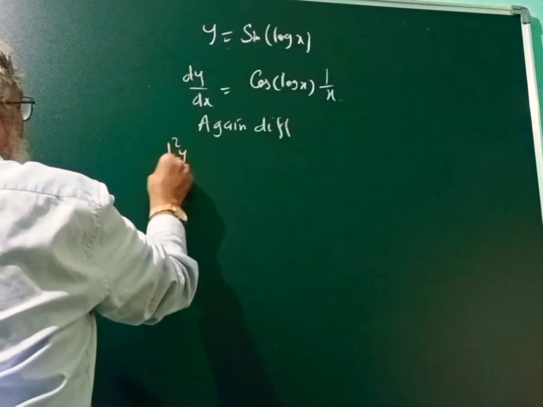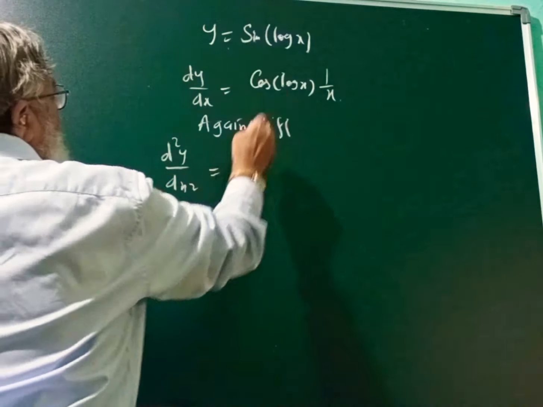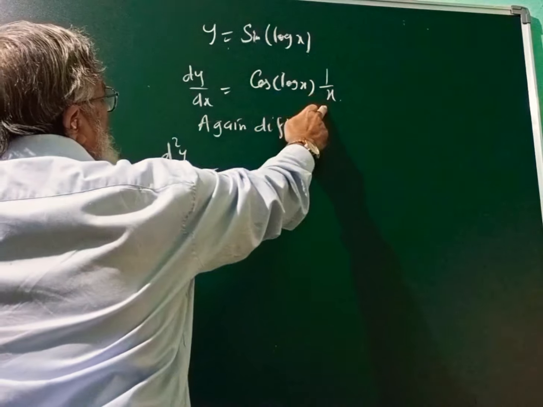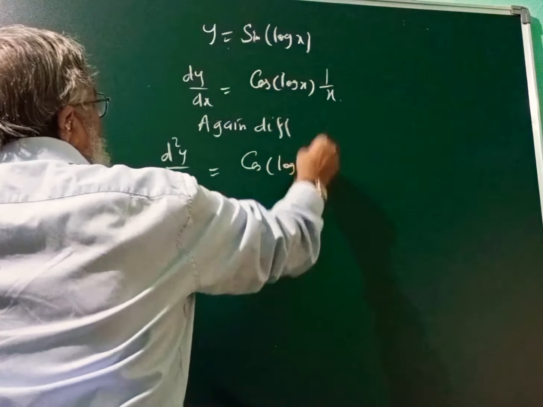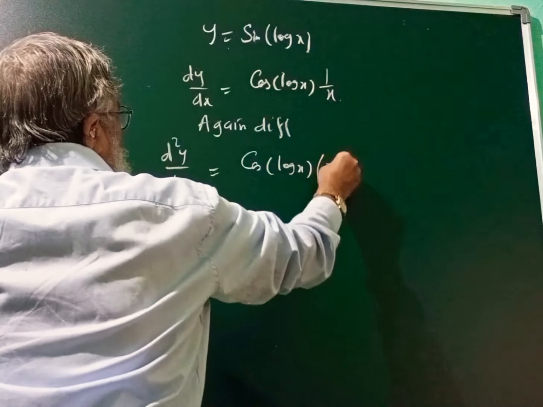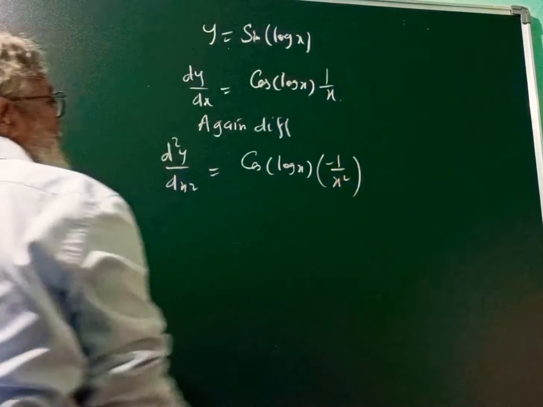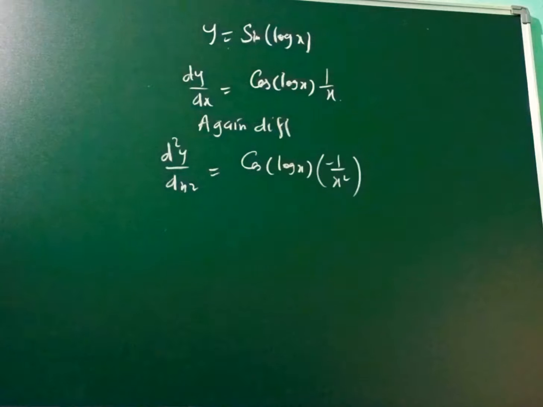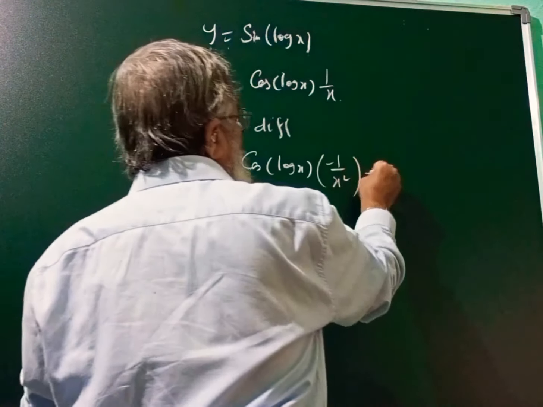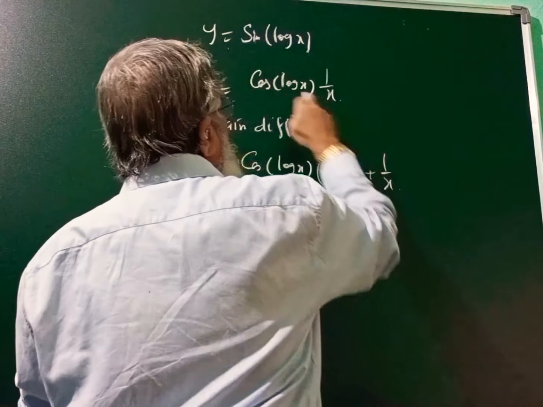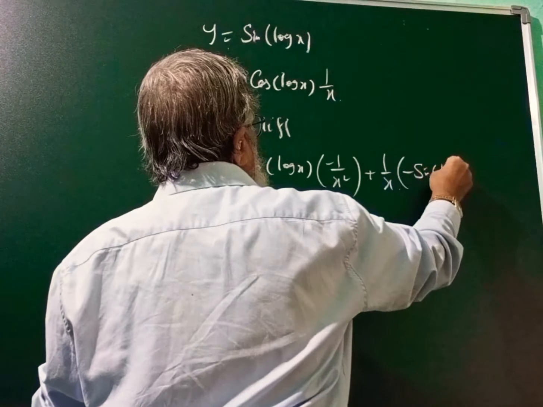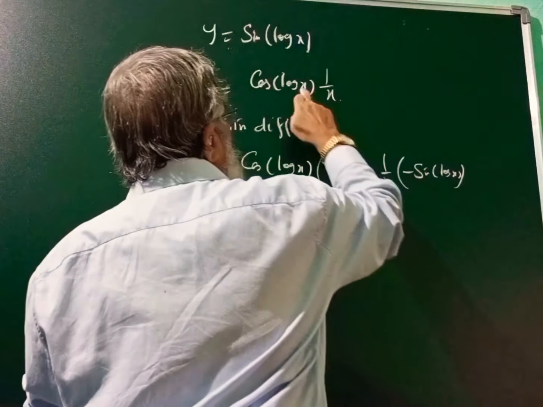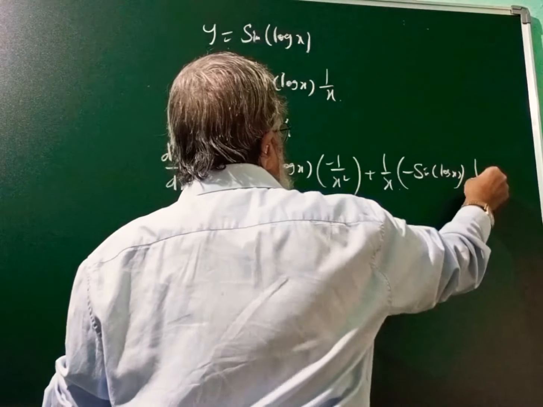D square y by dx square. Now to differentiate we have to apply the product rule. First function as it is, differentiation of 1 by x, that is minus 1 by x square, plus second function as it is, differentiation of cos, minus sine of log x, differentiation of log x, 1 by x.